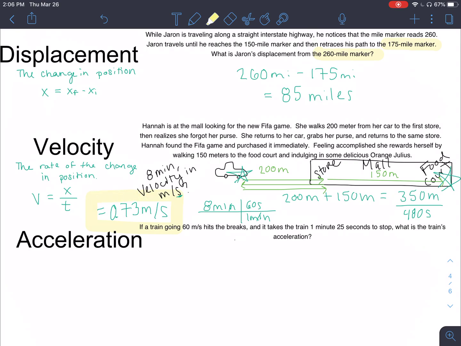There we go. Just gonna highlight that one, keep it consistent. All right, now let's try out acceleration. So first we'll define it like we did the last two again. So change in position, then the rate of the change in position. Now we will have the rate of change in velocity.